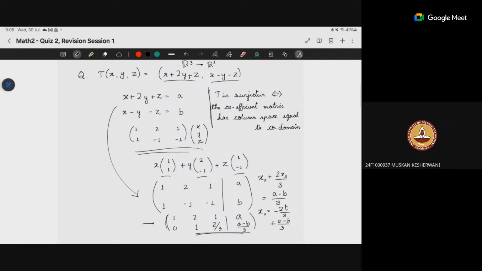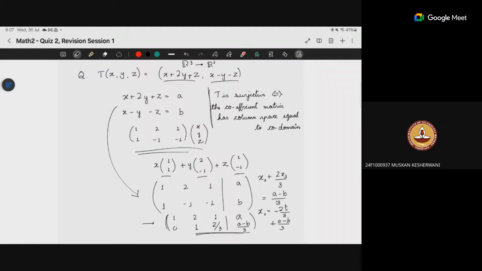Since it's an independent variable, I just kept it as t. And for different values of t, it will determine values of x2 and x1. If you now write the first equation, which is x1 plus 2x2 plus x3 is equal to a, and then substitute the values of x3 as t and x2 as minus 2t by 3 plus a minus b by 3, you will get something like an affine subspace description of the solution space in terms of a and b. So what will be the value of x1?